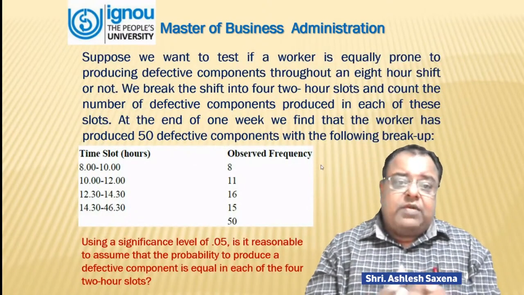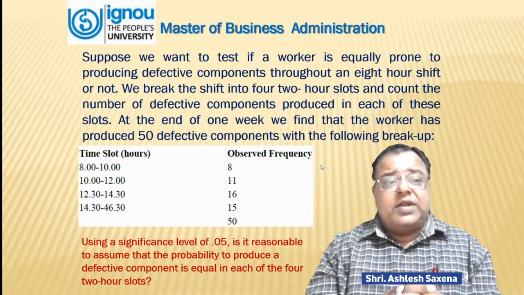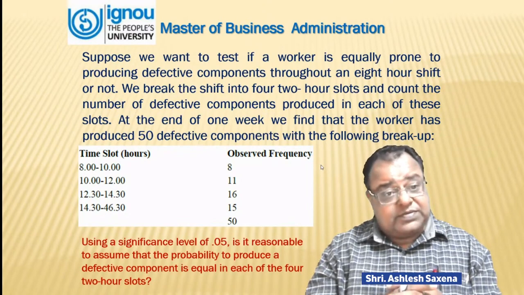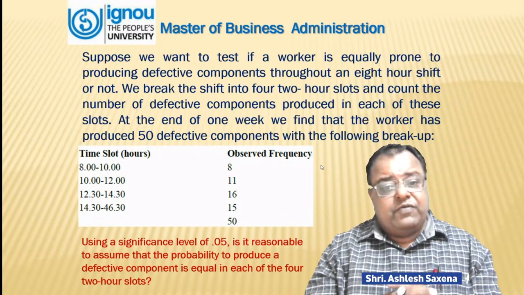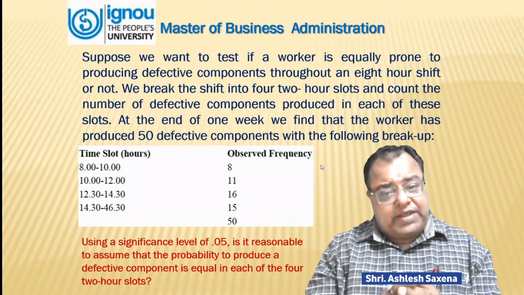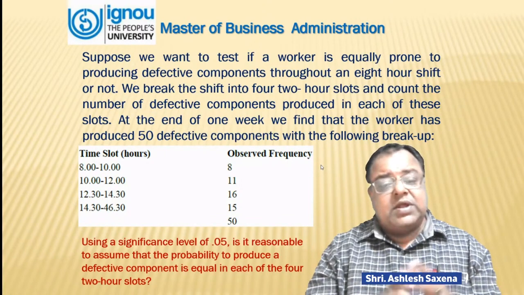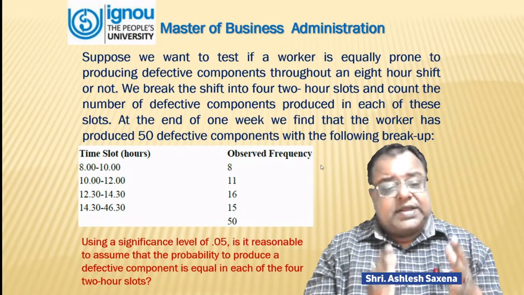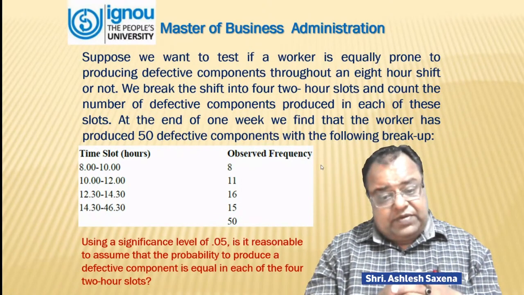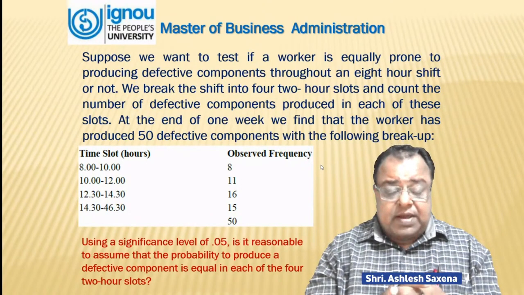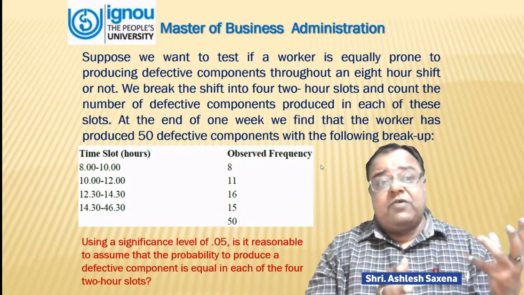Suppose we want to test if a worker is equally prone to producing defective components throughout an 8-hour shift or not. We break the shift into 4 2-hour slots and count the number of defective components produced in each of these slots. At the end of 1 week, we find that the worker has produced 50 defective components with the following break. Using a significance level of 0.05, is it reasonable to assume that the probability of producing a defective component is equal in each of the 4 slots?